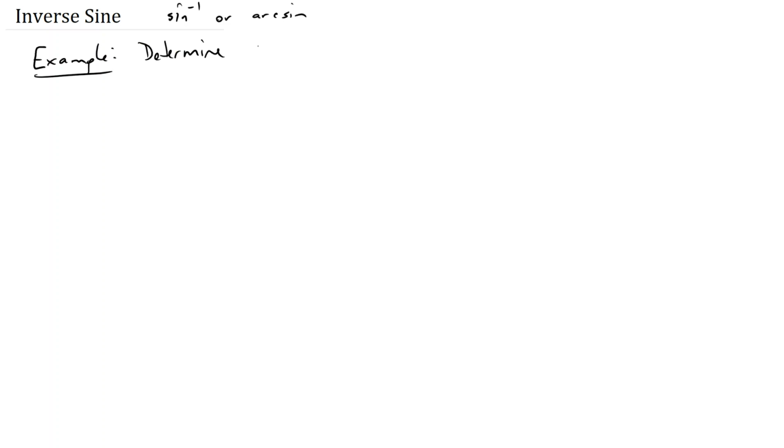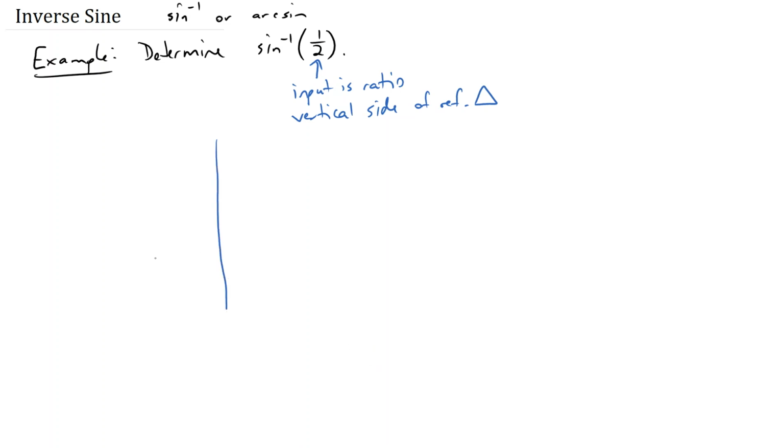Determine sine inverse of 1/2. Okay, so inverse trig functions output an angle, and the input is a ratio. And specifically, since this is a sine function, we know that this is the vertical side of our reference triangle. Okay, so if I look at my coordinate plane, my reference triangle has a positive vertical side.